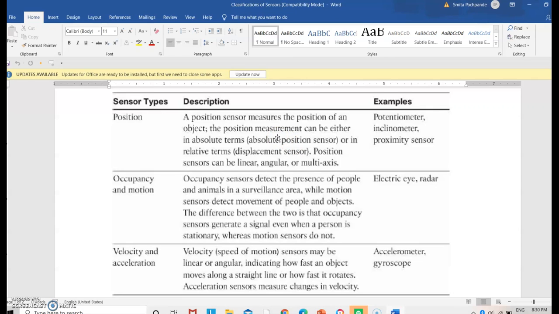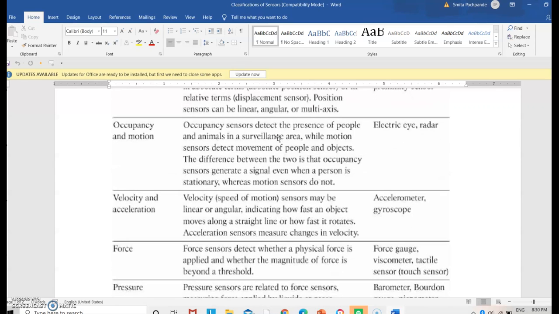So an occupancy sensor detects the presence of people or animals in the surrounding, for example, a radar. Velocity and acceleration: velocity is nothing but the speed of motion of a sensor, maybe linear or angular also. So depending upon what I'm measuring, I can categorize them. An acceleration sensor measures the change in velocity. That includes the accelerometer present in our vehicle.